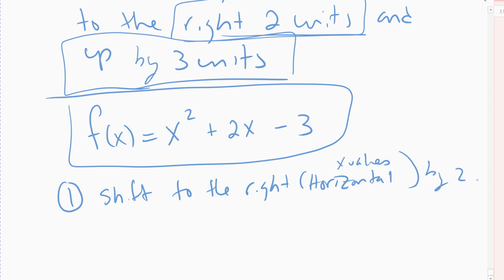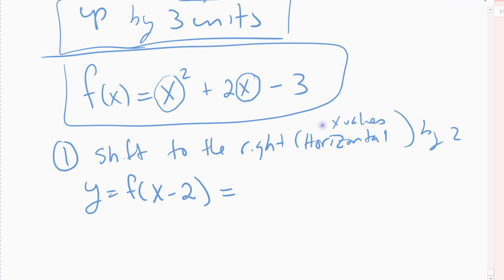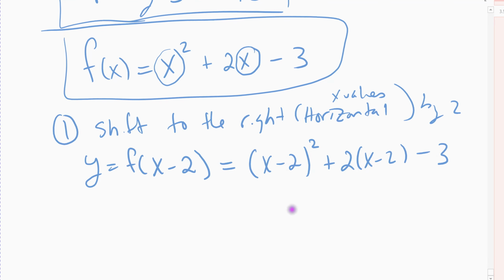So I want to go in the positive direction by 2, but when I change it horizontally, what I'm actually going to do is subtract 2 from all of the x values when I plug it in. So my new function is going to be f of x minus 2. That means I'm shifting to the right 2 units. When you plug it in, all of the x values get changed. Instead of x squared, it's going to be x minus 2 squared. Instead of 2 times x, it's going to be 2 times the group x minus 2. So my new function, shifted to the right 2 units, is x minus 2 squared plus 2 times x minus 2 minus 3. And there's the new function where I've shifted to the right by 2.